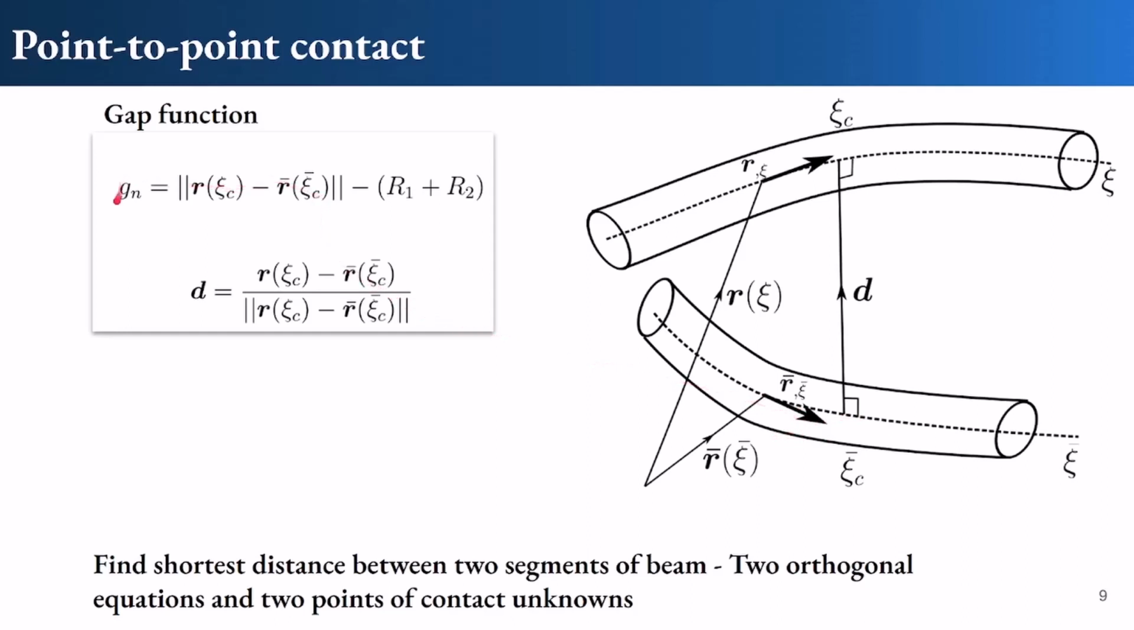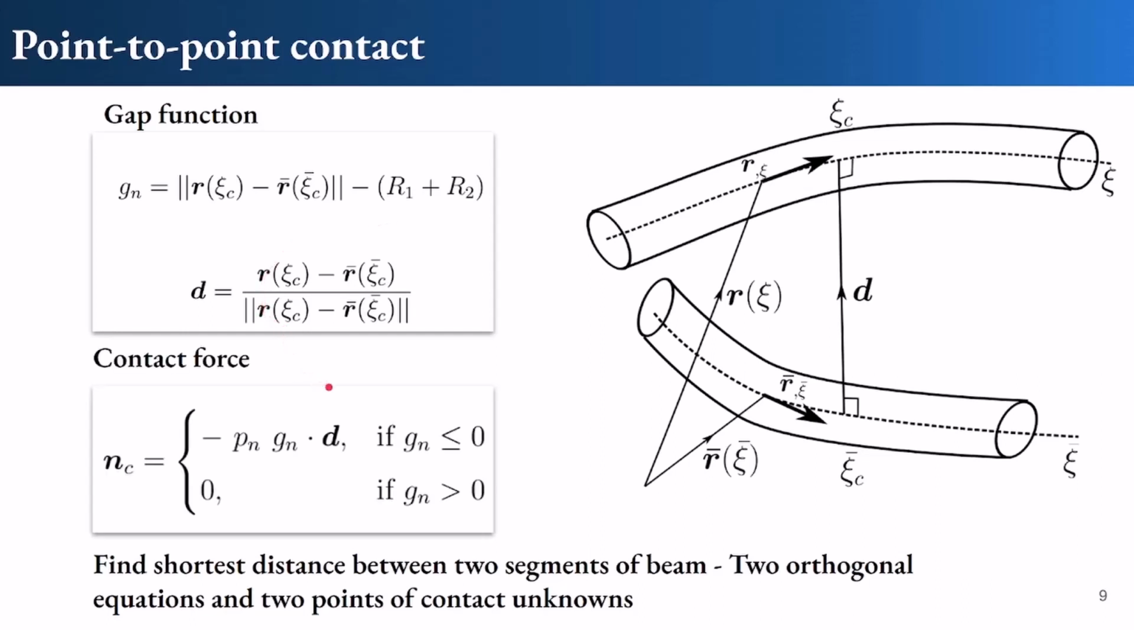Once the points are known, we establish a gap function, which is basically the magnitude of the difference of the position vectors of these points, minus R1, R2, which are the radii of the circular beams. Here I'm assuming that the beams are circular in nature, and hence the center line contact can be transferred to the surface contact of the beam, so to say. Having established the gap function, if the gap function is less than 0, meaning the beams are penetrating, then we have a contact force, which is given by a penalty law, where Pn is the penalty stiffness and Gn is the amount of penetration occurring, and D is the unit vector along the same direction, the minimum shortest distance. Otherwise the contact force is 0.